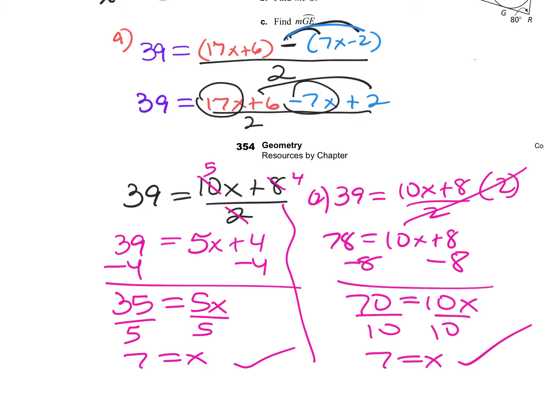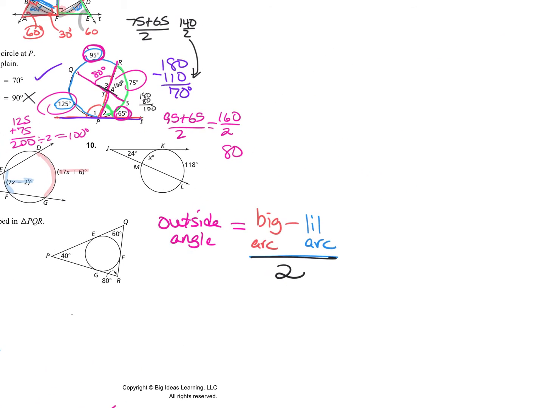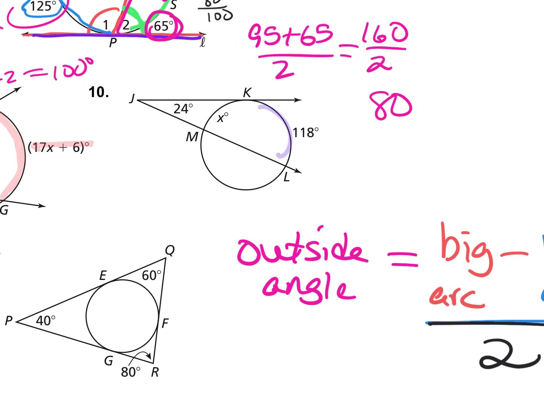Now, number 10, it's the same thing. It's big arc minus little arc, but we don't have an expression to subtract. So that one's a little bit easier. So for that one, again, big arc is the 118.